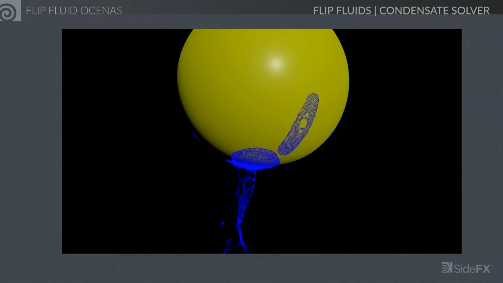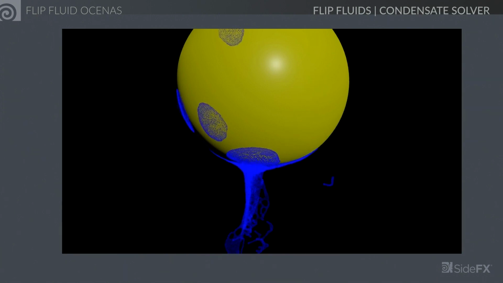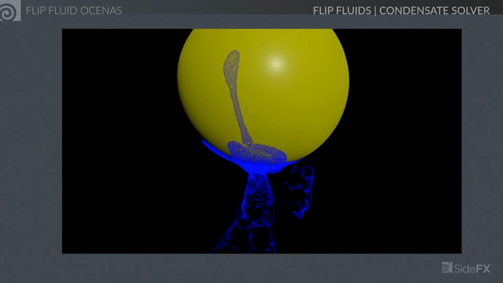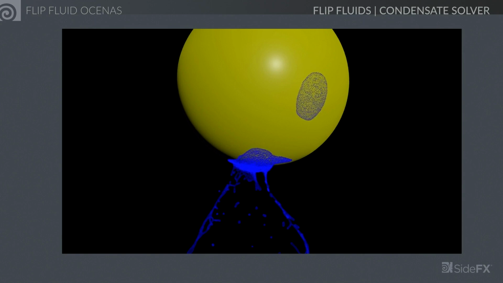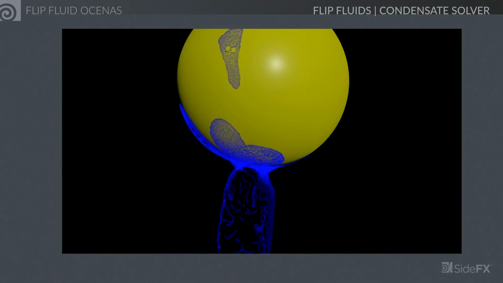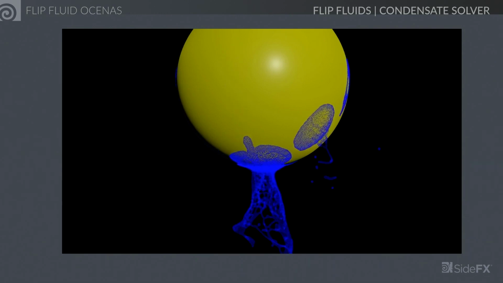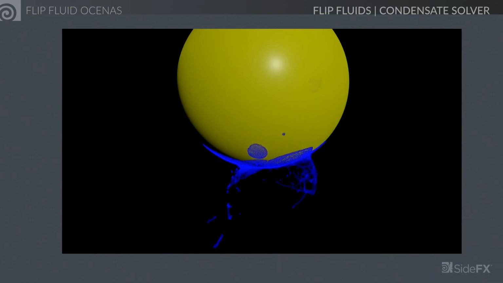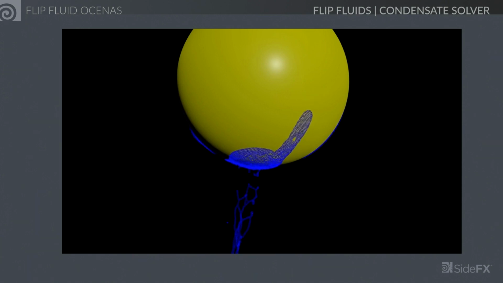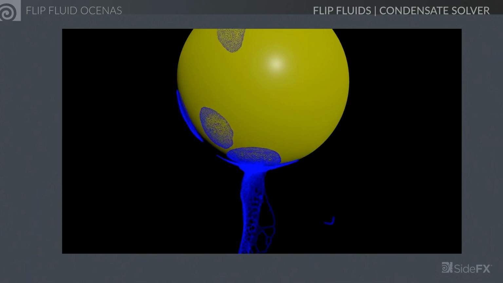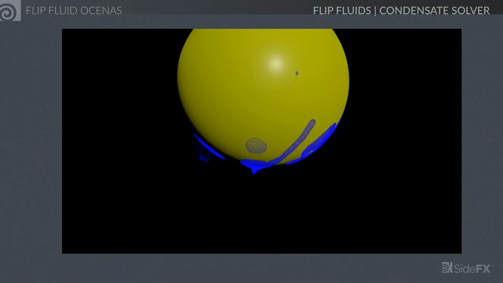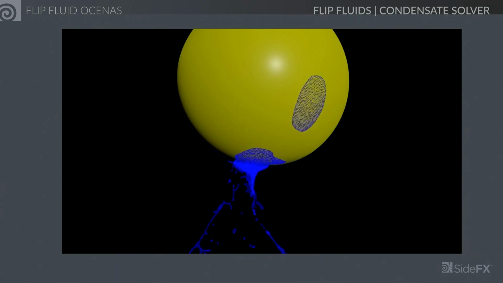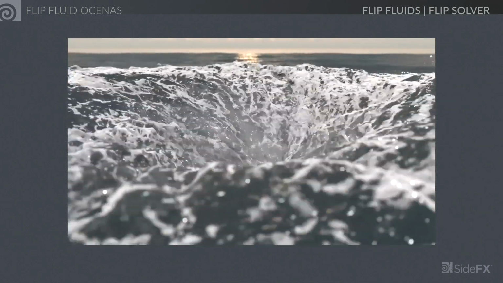As a side tangent, in 17.0, as part of the Vellum toolkit, we actually added this really cool node called the particle fluid DOP. We use that to do condensation. So we added a condensation type solver in 17.5 as well. And you can use the particle fluid DOP as a layer on top of your FLIP fluids as well, in the point side of the FLIP fluids.